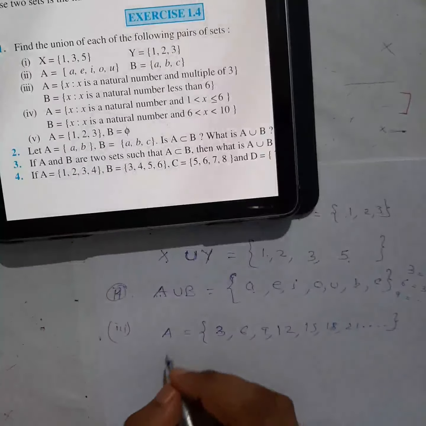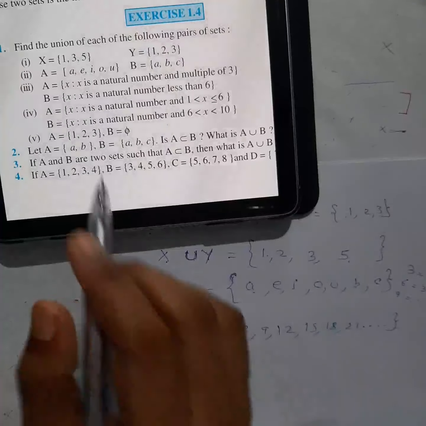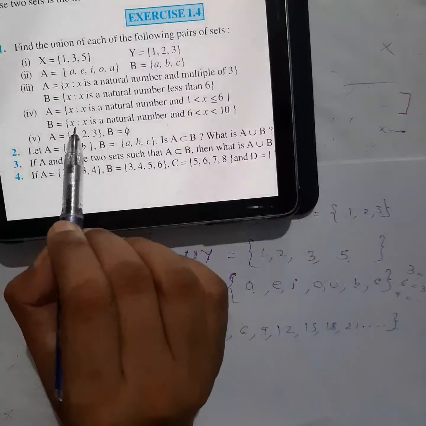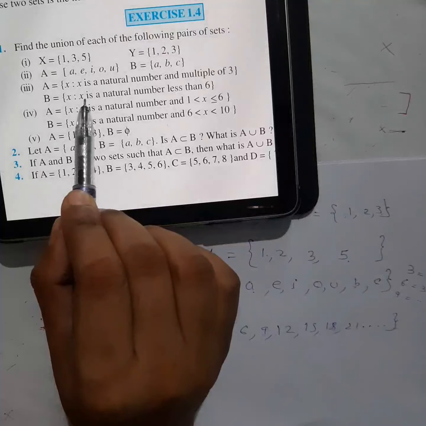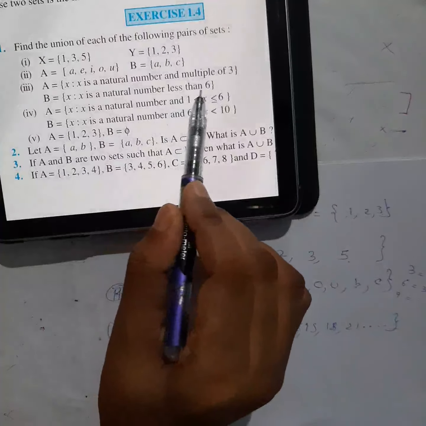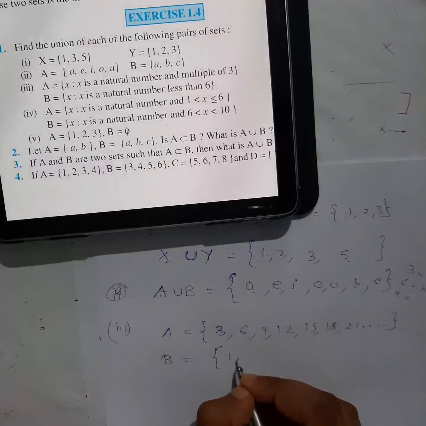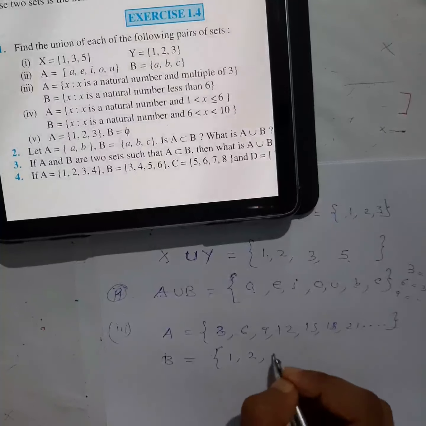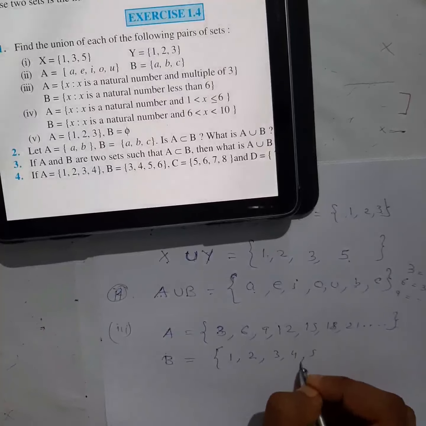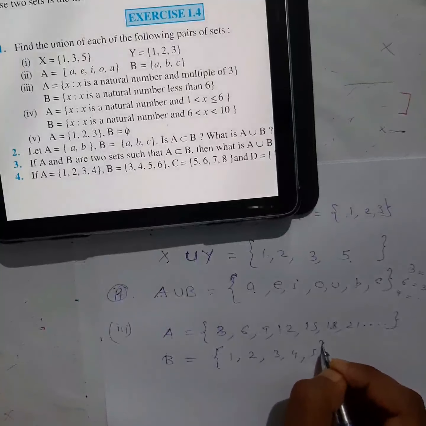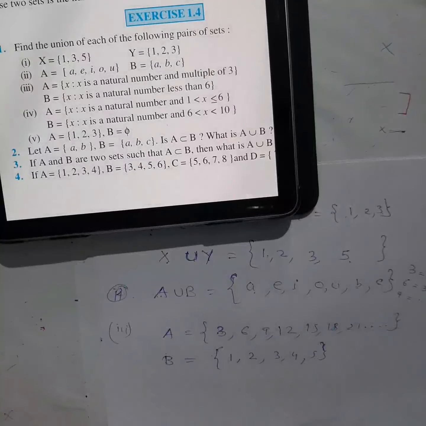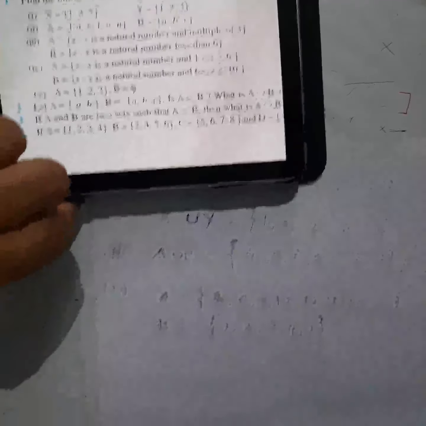So this is set A. Next, what is set B? X is the element, right? X is a natural number less than 6. So what are the natural numbers less than 6? 1, 2, 3, 4, 5. Less than 6, not equal to 6. Okay, so less than 6 means 1, 2, 3, 4, 5 will be the elements of set B.